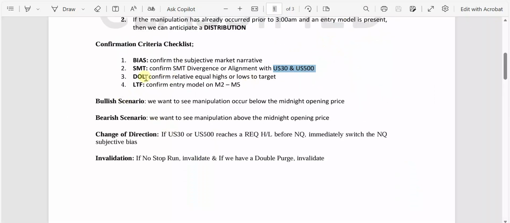Then of course, drawn liquidity, you look out for relative equal highs to target. That is where you find your liquidity, sell side liquidity if you're shorting, and then maybe buy side liquidity if you're looking to buy, to target those buy stops. Then of course, we shall confirm our entry models on M2 to M5. Yeah, so take note of that. That is very, very important.